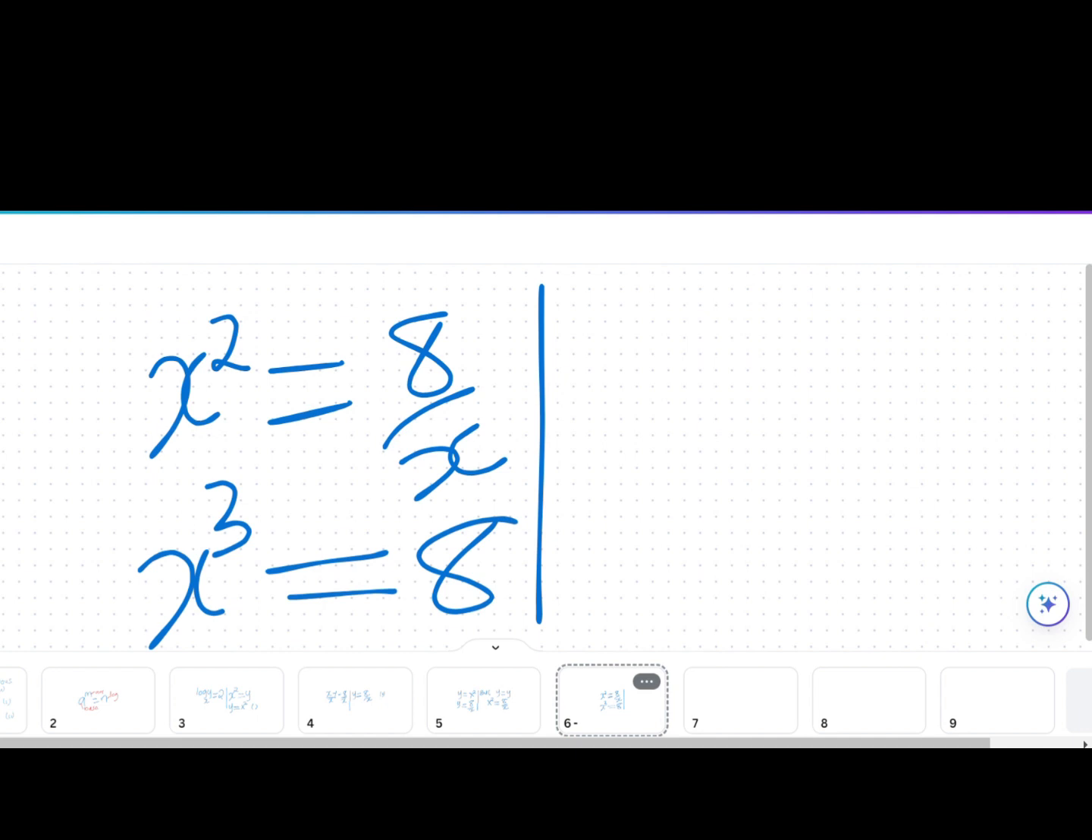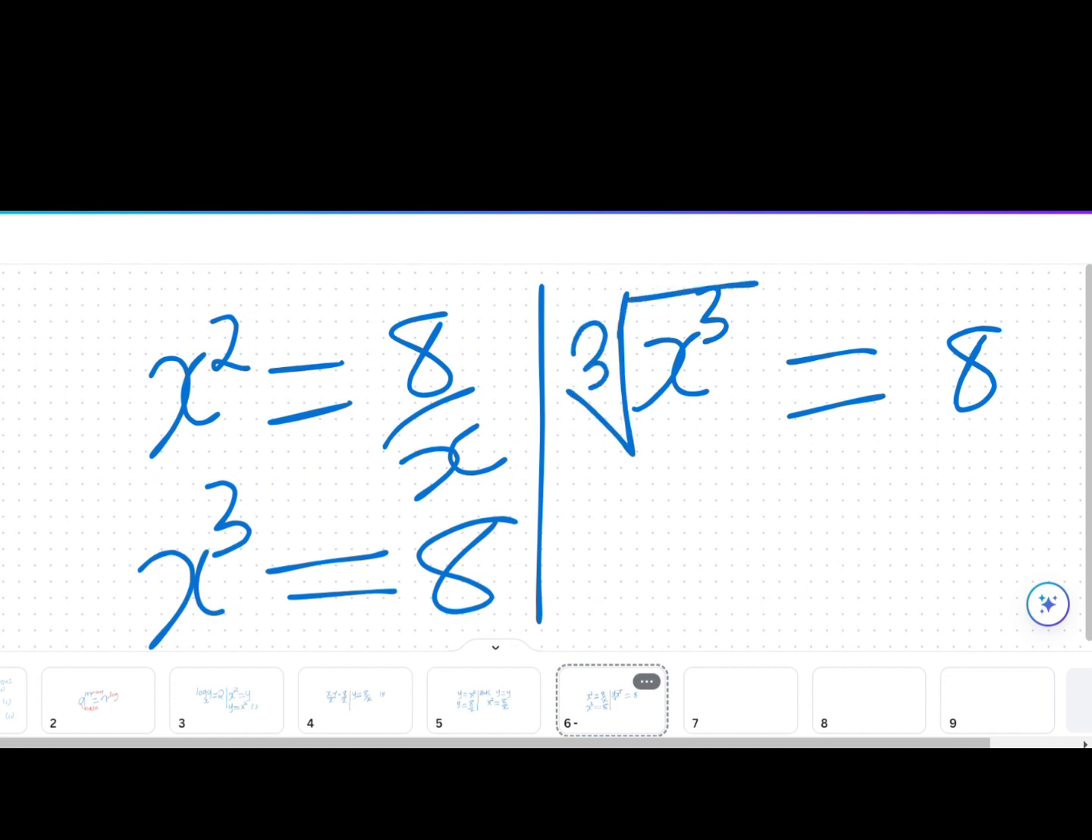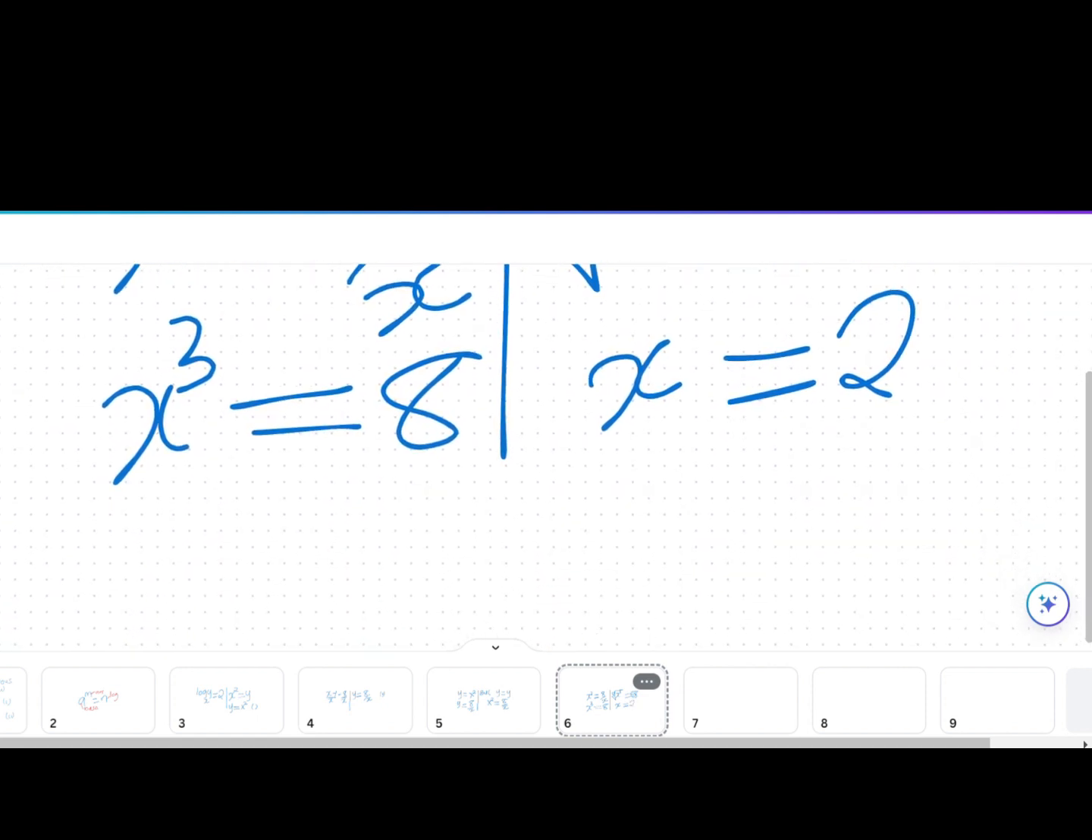Now we're going to look for x. For us to find x, we're going to cube root the left hand side and also the right hand side. Now the cube root of x cubed is x, and the cube root of 8 is 2. So in this case, realize that our x is 2, so x is equal to 2.